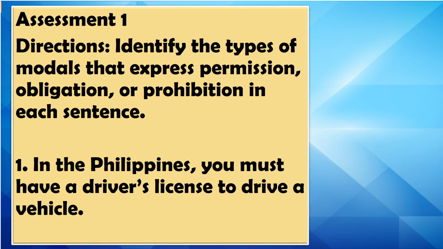We are now in assessment part. To test how far you've learned in this lesson, do the given activities. Assessment 1 is, underline the modals used in each sentence. Identify the types of modals that express permission, obligation, or prohibition in each sentence. Write your answer before the number. The number 1 is, in the Philippines, you must have a driver's license to drive a vehicle. You may now continue answering.